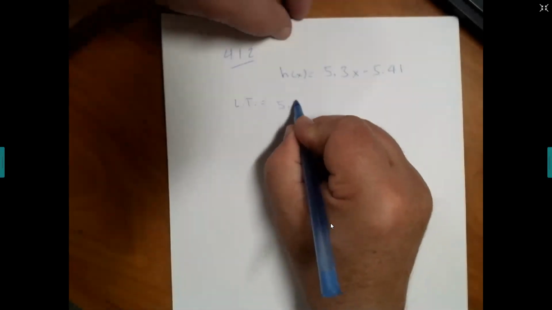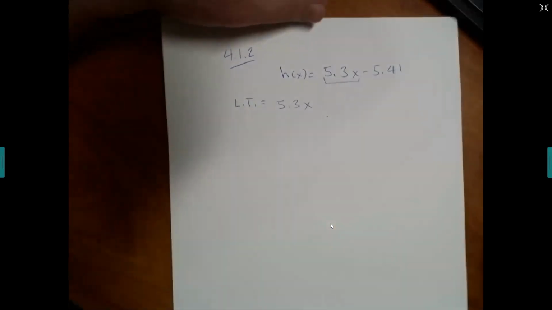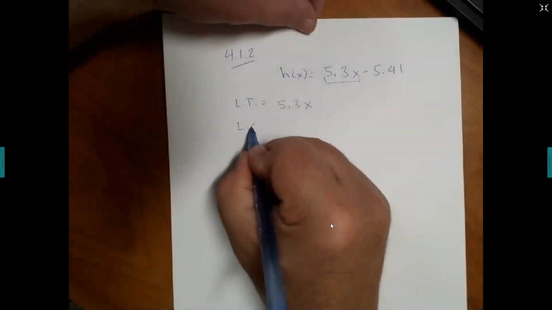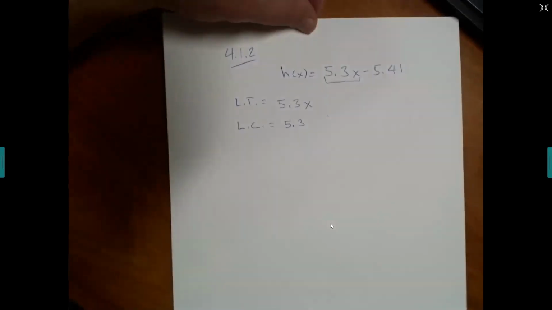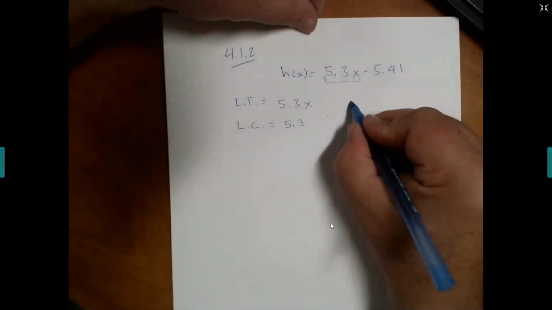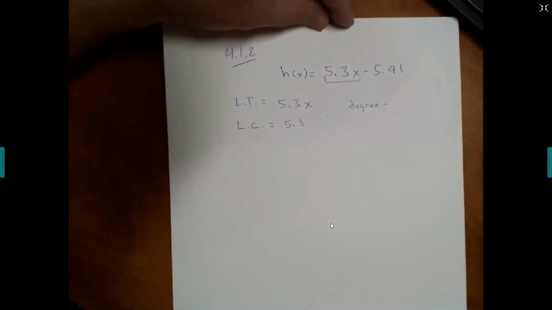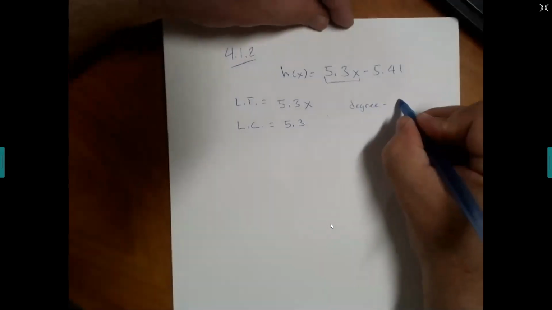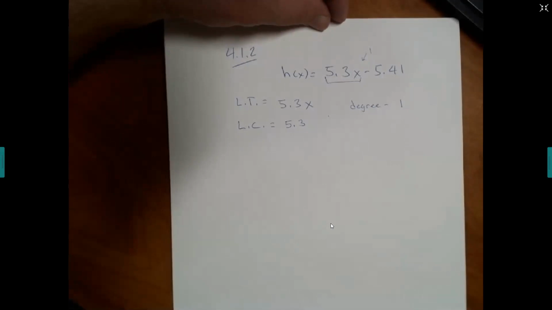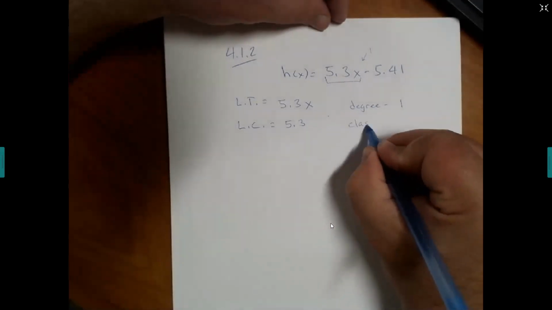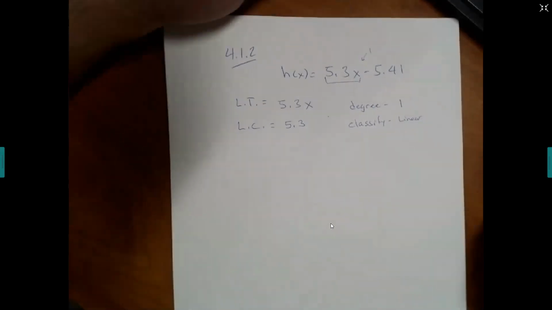5.3x, yes. The leading term is the term that has the highest exponent. The leading coefficient is 5.3. What's the degree? 1. Yep. If there's nothing up there, it's automatically a 1. So classify it. Yeah, linear has degree 1.